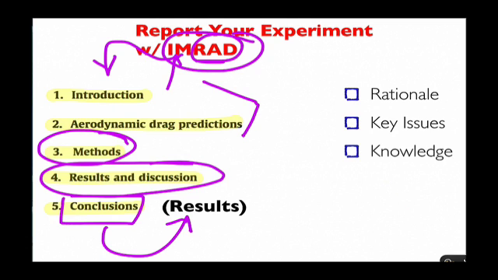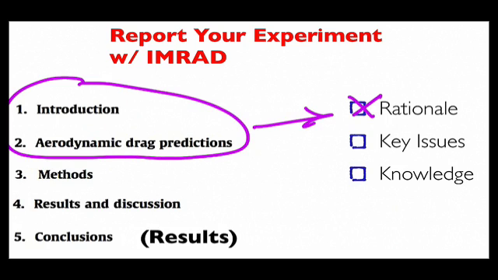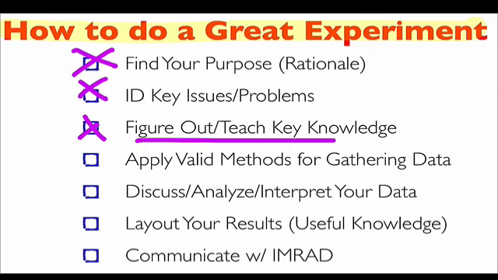And in your introduction, you want to do 3 things. Make sure you tell your readers why you're doing your experiment. Identify the key issues you're addressing with your experiment, and summarize the existing knowledge, that is, do a literature review. So we can summarize how to do a great experiment. Find your purpose: reduce drag on a cyclist. Identify key issues: in this case, what are the best CFD approaches? Figure out and teach the key knowledge. This is the literature review.